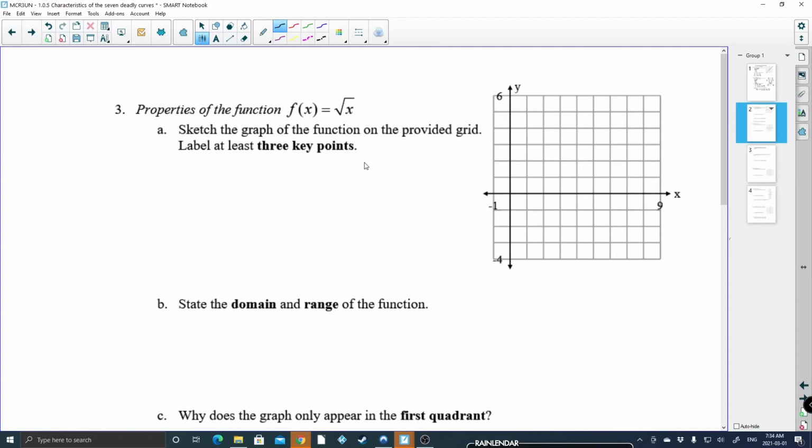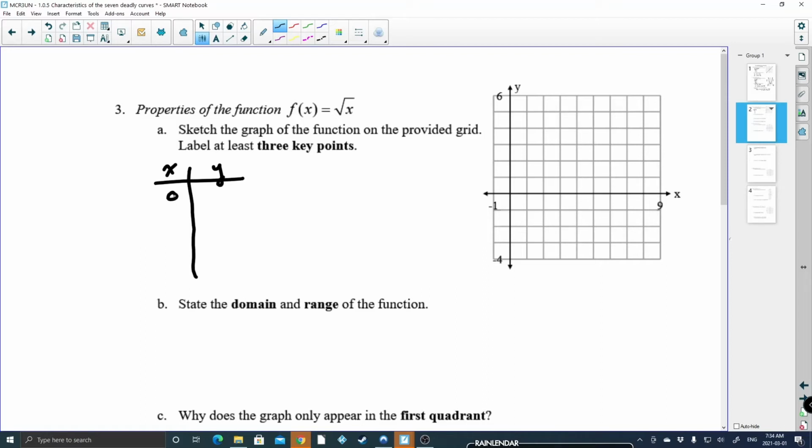Not sure how many of you have seen a graph of a root or radical. So let's take a look at this. Again, it says label at least 3 key points, and what I mean by that is table of values. What is the minimum amount of information we would need? Now, because we're square rooting, you can't have negative x's, and that's going to come up in the domain in a second. So I would use 1, 0.